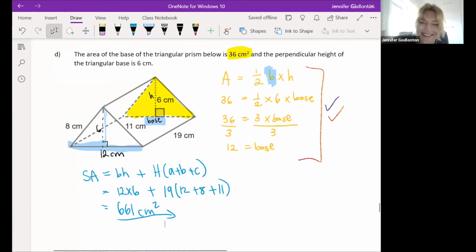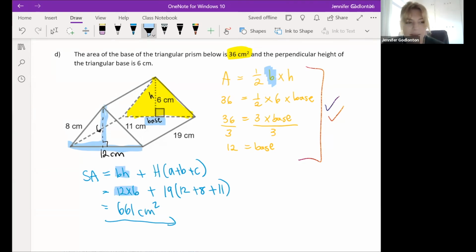Nice work, really, really good. Okay, so just be careful. My base and my height have to be the perpendicular ones. That's why that's the 12 times the 6. And then the big height of our whole shape, remember that's this length over here, that 19. And then these over here are the 3 sides of my triangle, so 8, 12, and 11.